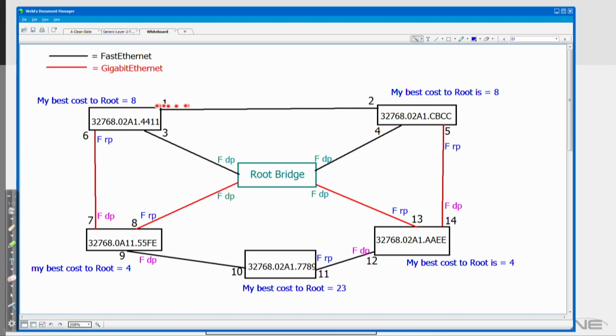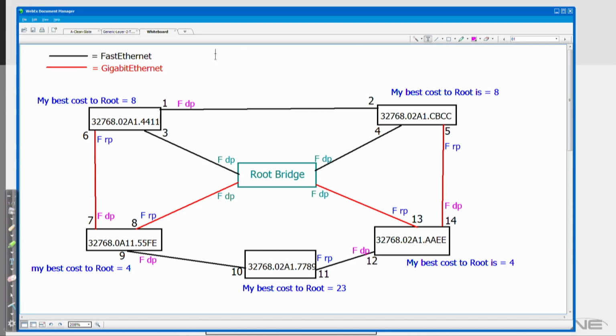In this case, A14 is lower than A1C. So because A14 is lower, he gets the privilege of being the designated port on that cable. He wins. So now what do we do with what's left?